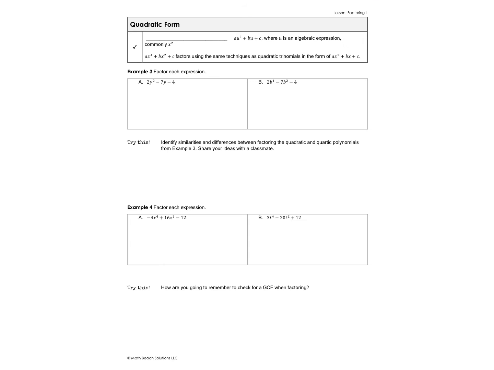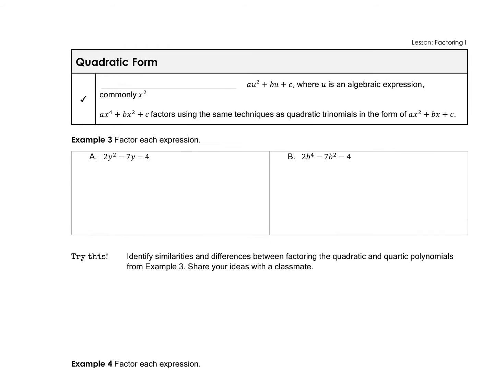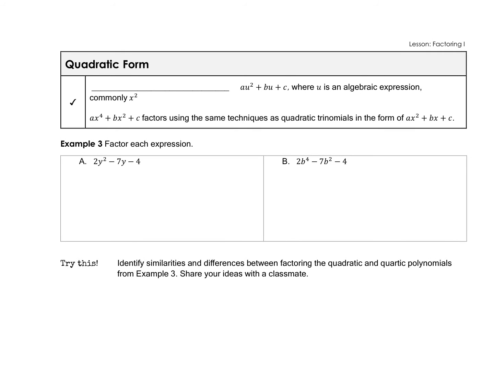Okay, so let's take a look at the back. So this back piece says quadratic form. This is a quadratic form where u is an algebraic expression, commonly x squared. So this is called a quadratic form trinomial. So it's a trinomial, there's three terms.